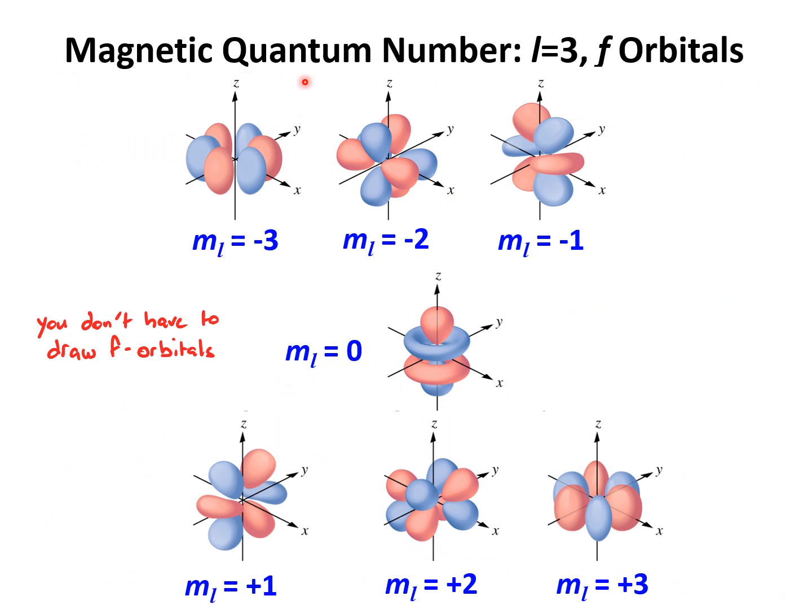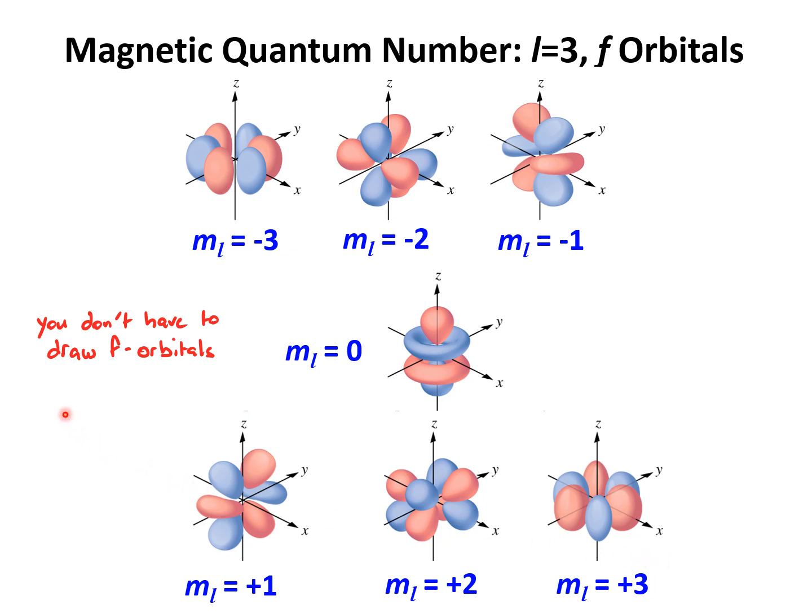Here we look at the magnetic quantum numbers, or ML, for the case where L equals 3, or the f orbitals. Once again, because ML must be an integer that starts at negative L, goes to 0, and then goes all the way to plus L, the allowed values for ML are negative 3, negative 2, negative 1, 0, plus 1, plus 2, and plus 3.